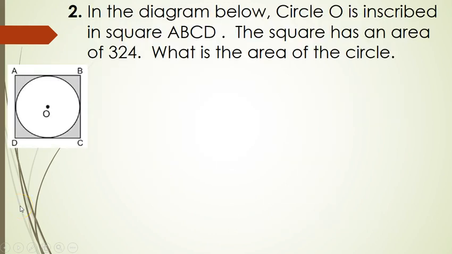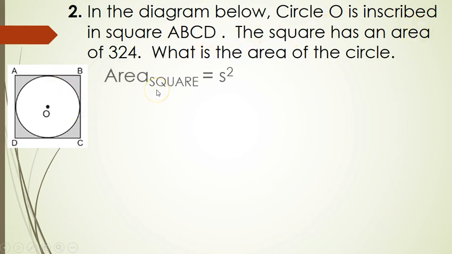Number 2 says in the diagram below, circle O is inscribed in square ABCD. The square has an area of 324. What is the area of the circle? So we need to notice a couple things. It's talking about a circle inscribed inside a square. We have the area of the square.